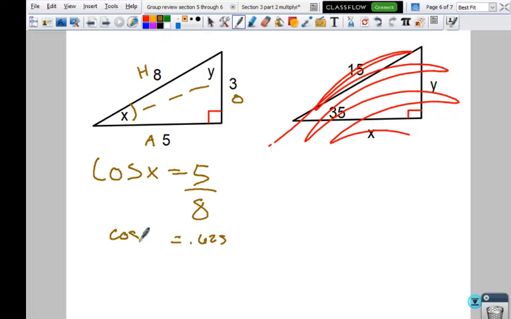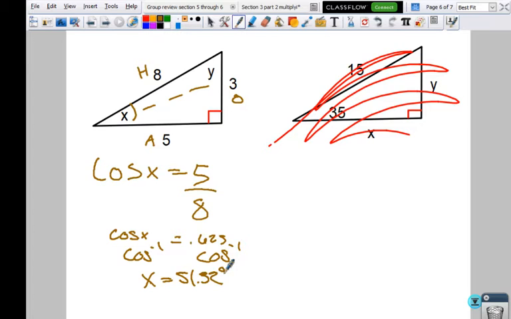We're gonna have the cosine, and then we're gonna do the cosine inverse. Yep. And we get x equals. Do I just put that? Yeah, that's fine. X is gonna equal 51.32 degrees.